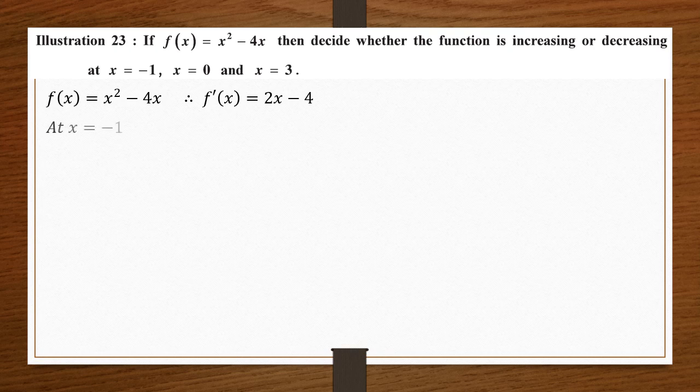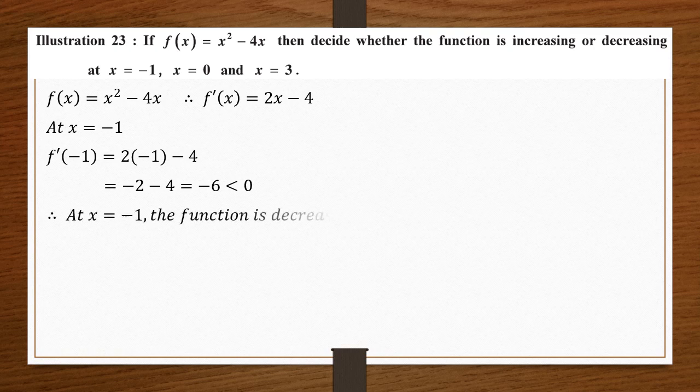I will start at x is equal to -1. So what I am going to do, I am going to put -1 into the equation of the derivative which I have just calculated. So 2 into -1 minus 4 will be -2 minus 4, which is equal to -6, which is less than 0. So at x is equal to -1, the function is decreasing. Okay, so this is how we calculate it.